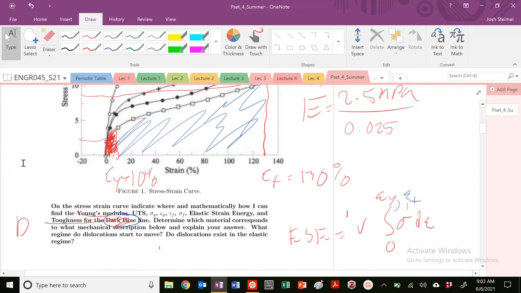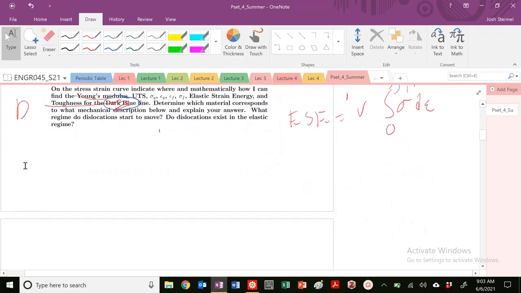Great. So now we need to figure out in what regime dislocations start to move. That is the plastic regime, regime 2. Do dislocations exist in the elastic regime? Yes, they do, but they don't move, and we are not initiating or creating dislocations.